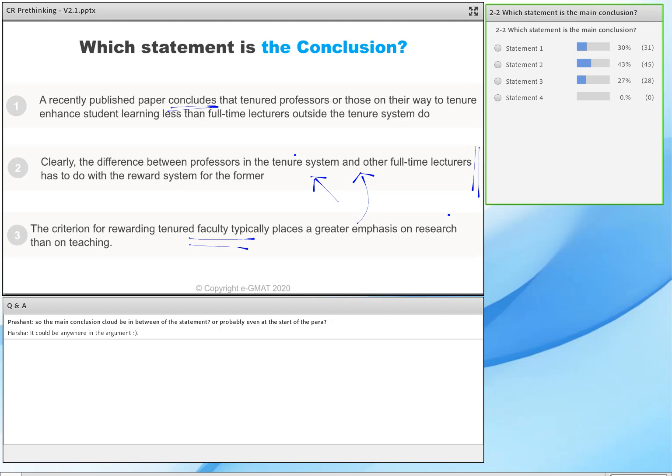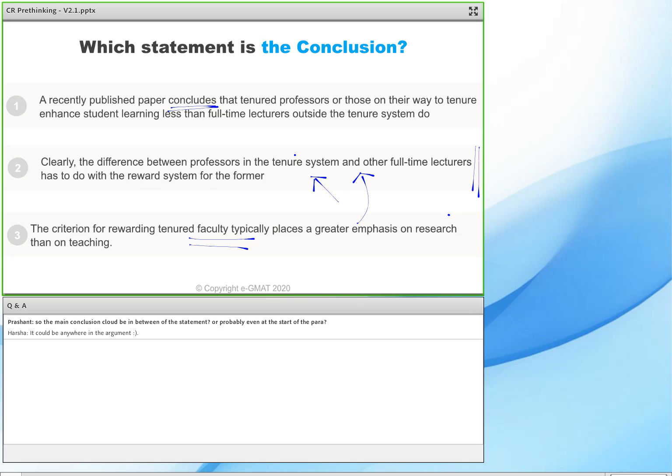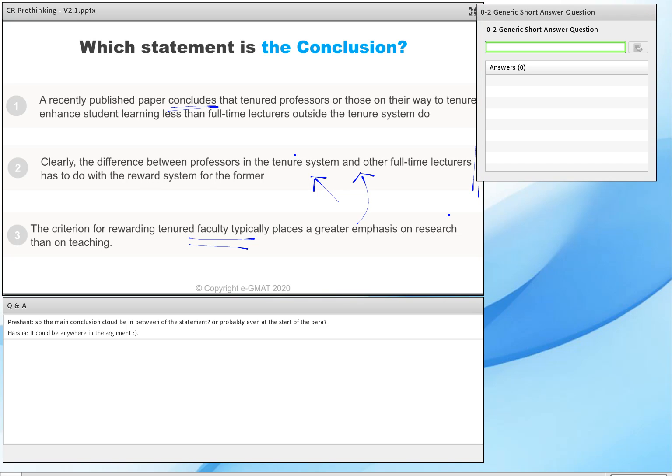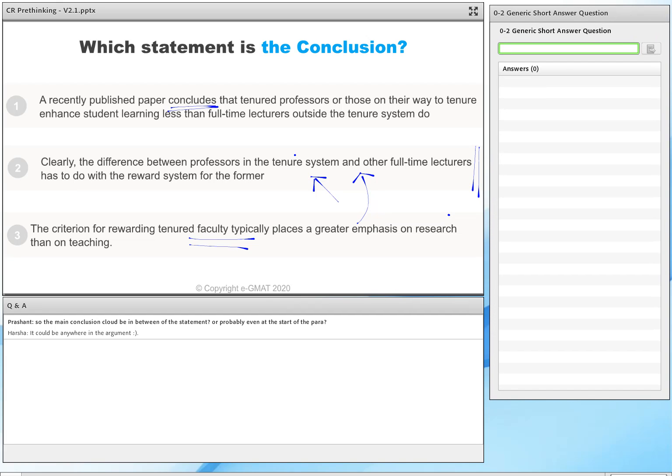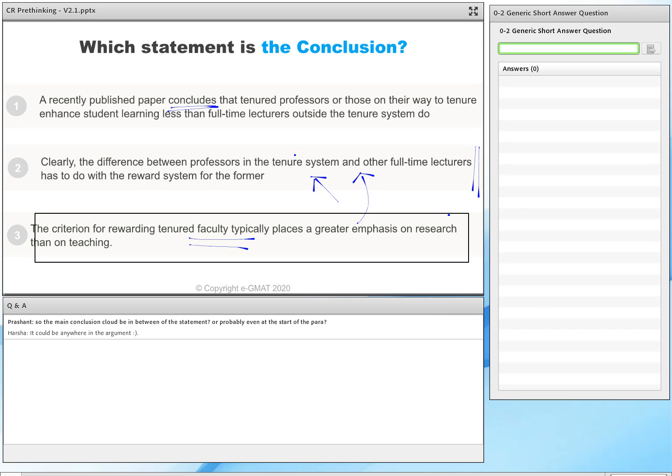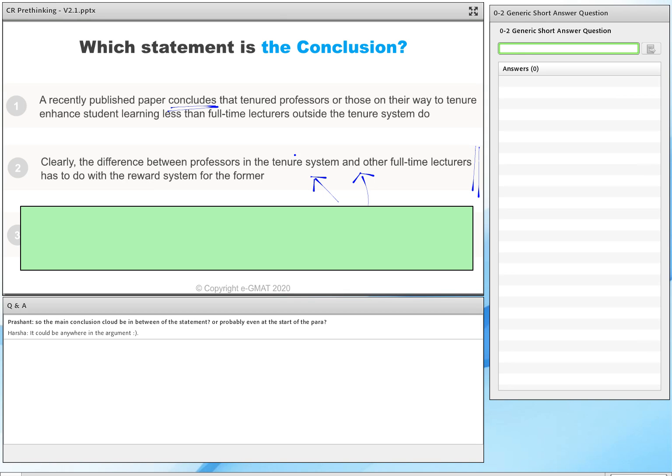Sukruti says, how is statement 3 supporting statement 2? That's a great question. This is what I call the disappearance test. Now, Sukruti, let's look at statement number 2, and I want you to tell me what happens if I remove the information. If I remove statement 3 from the argument, and you only had statements 1 and 2, what happens to your belief in statement 2?